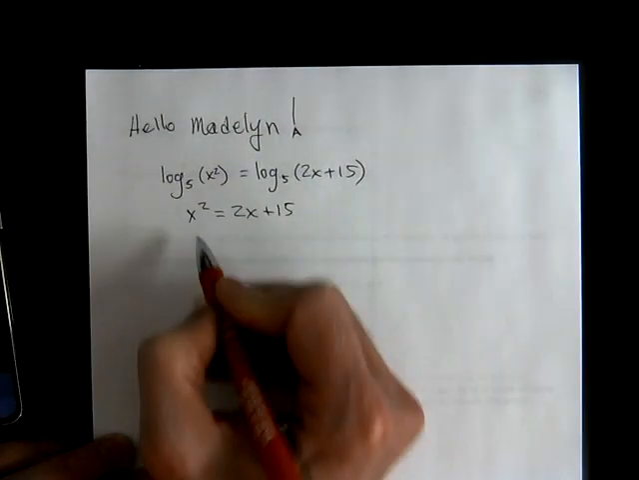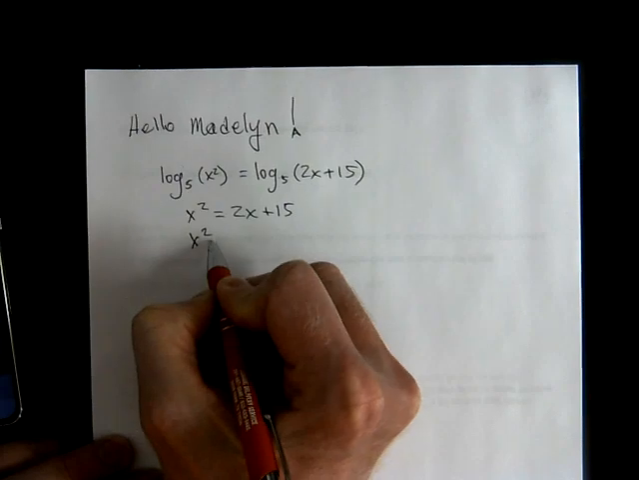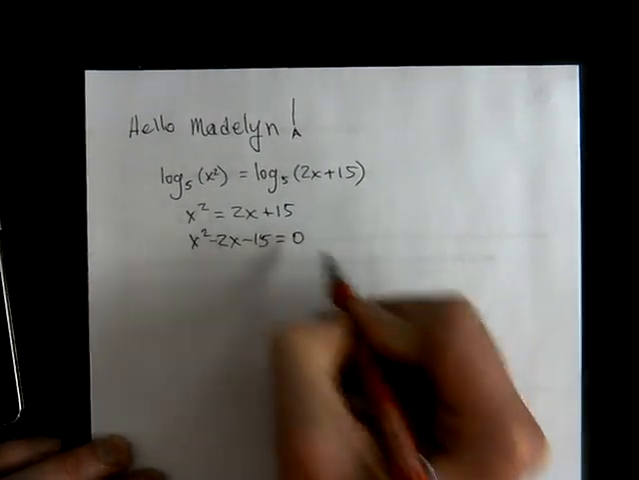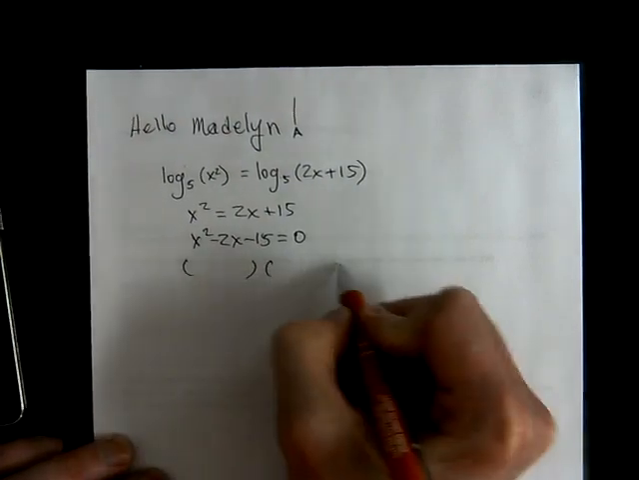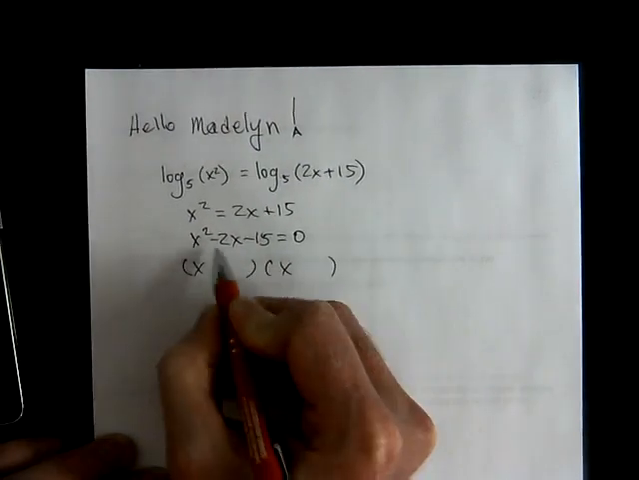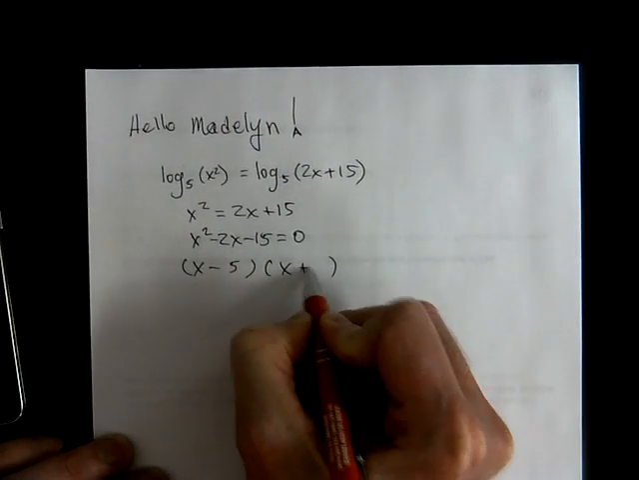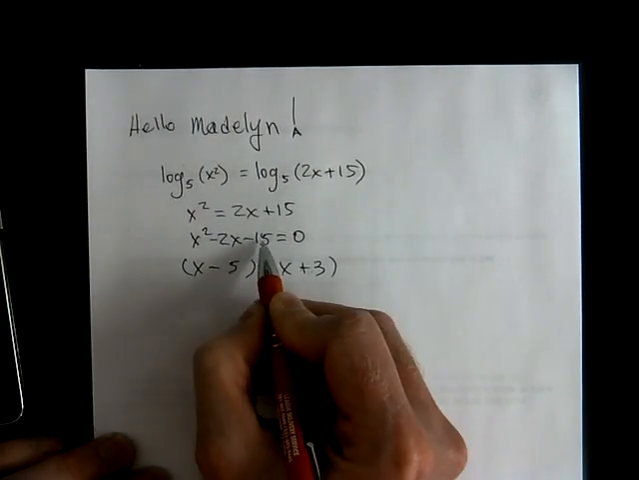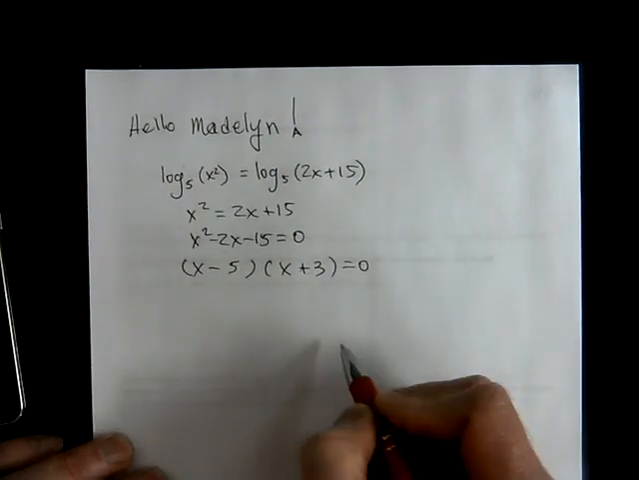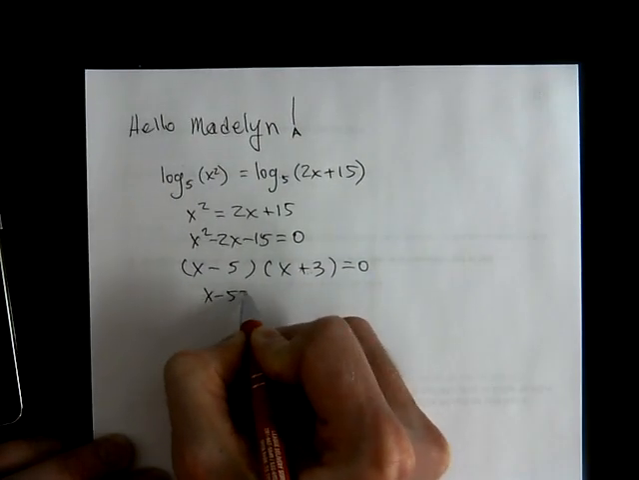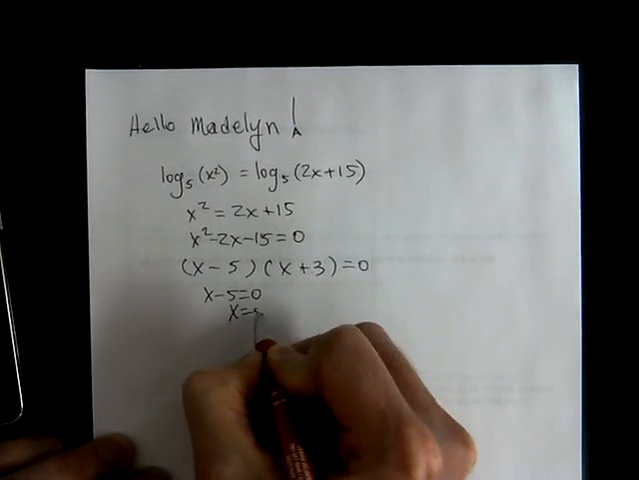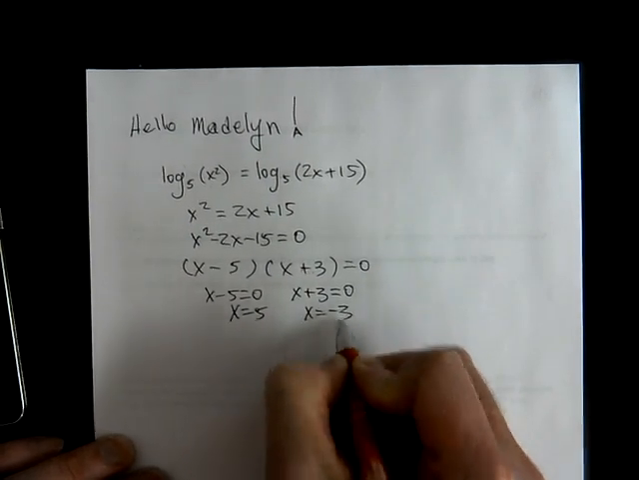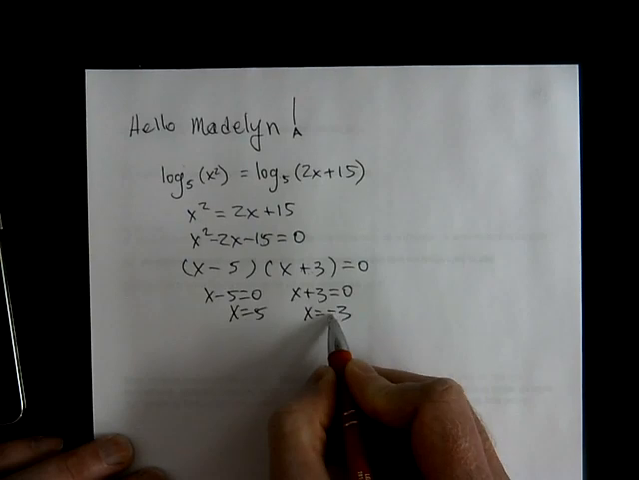This looks like a quadratic, so I'm going to bring my 2x over and bring my 15 over. So it looks like we're going to factor this into a negative 5 and a positive 3. That adds to be negative 2 and multiplies to be negative 15. So my solution, I got 5 and negative 3.